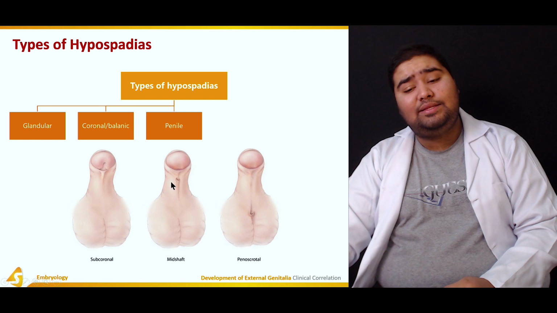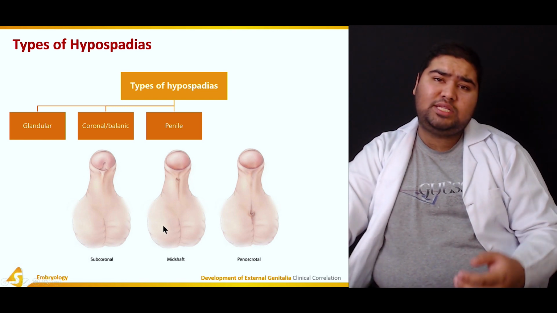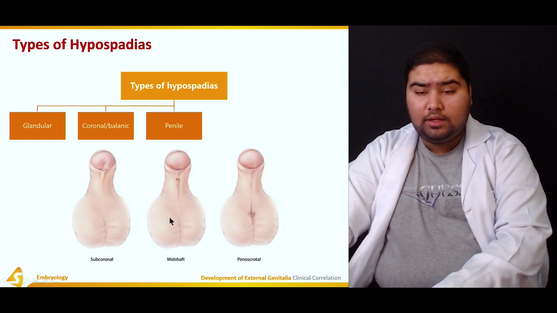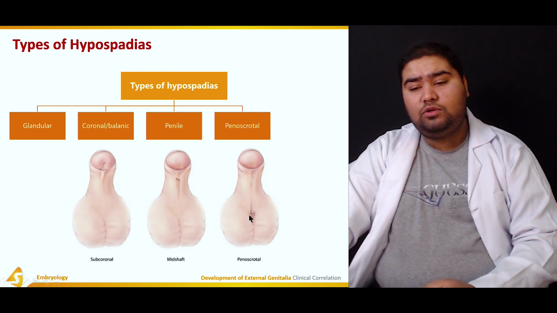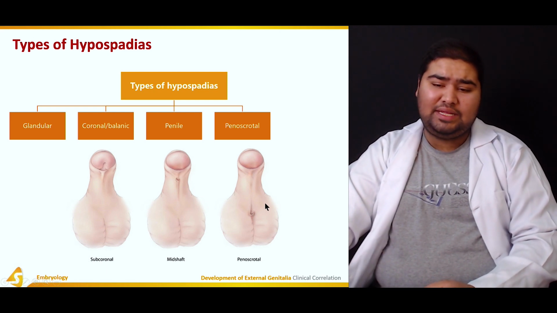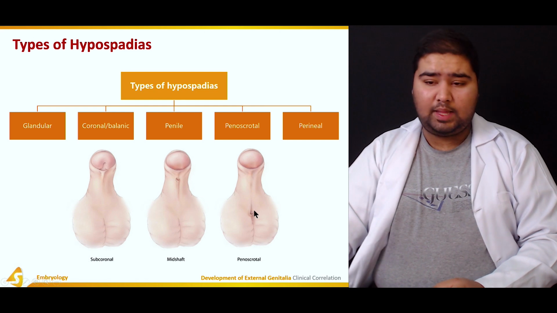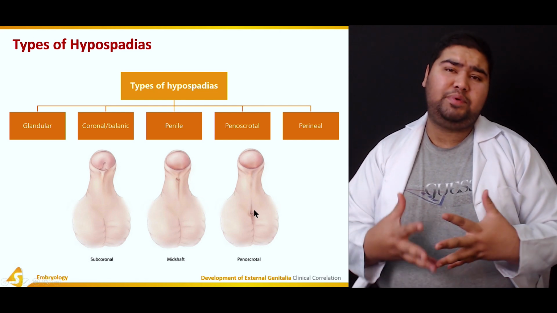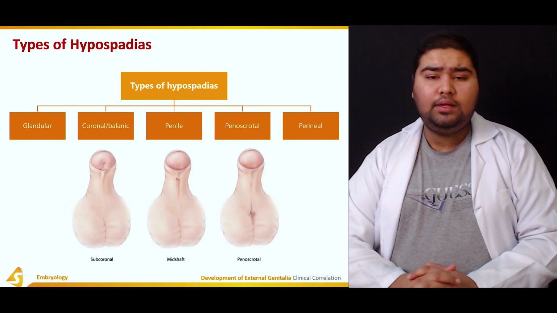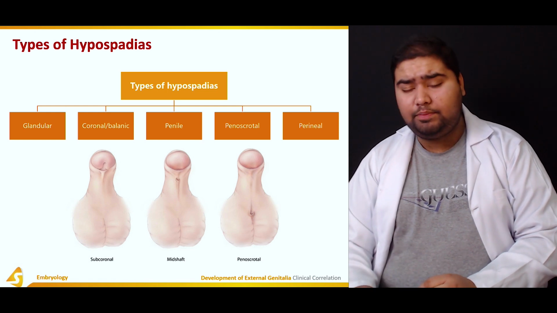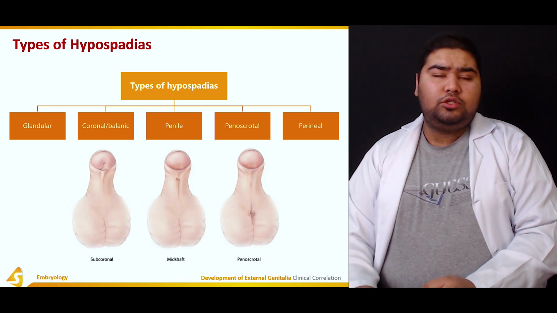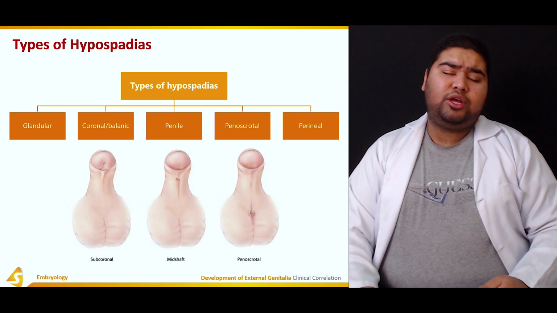Now the penile hypospadias, which is also known as the mid-shaft hypospadias, lies within the shaft. Then we have the penoscrotal, which lies at the junction of the penis and the scrotum. And finally, we can have a perineal hypospadias, which lies in the perineum. So surgical correction is usually required for this.